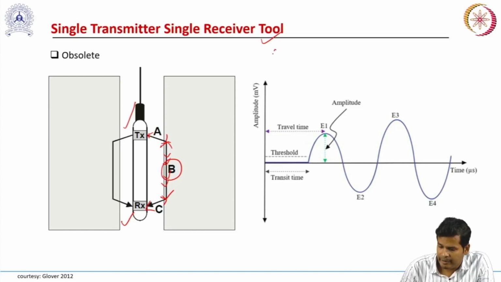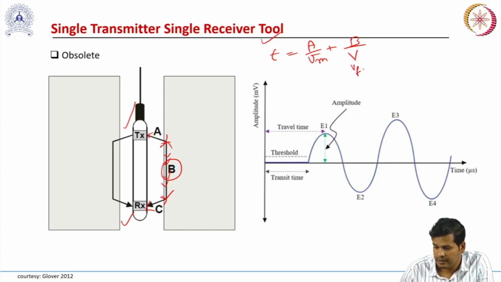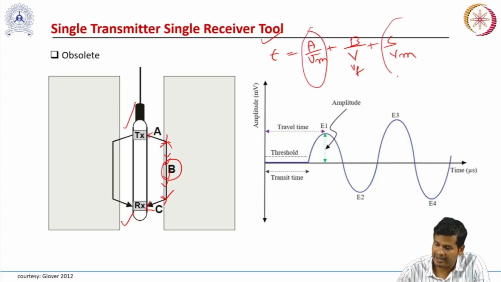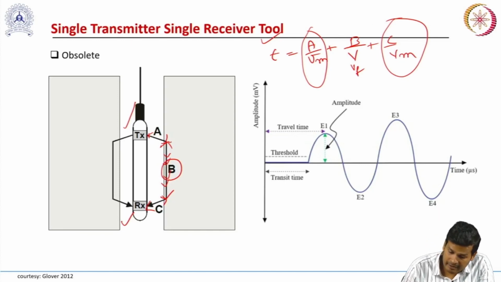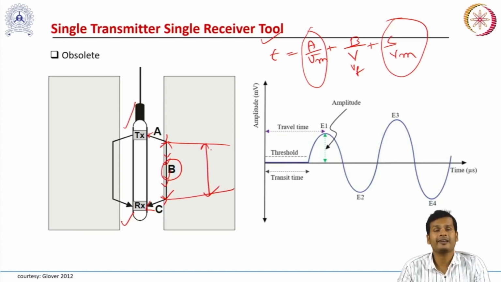So what would the total travel time be? A divided by Vm, that is the velocity of the sound wave inside the mud, plus B divided by Vf, that is the velocity of the sound wave inside our formation, plus C divided by Vm again. So here we do not have anything to eliminate the travel time inside the mud when we have only a single transmitter and single receiver. What are we interested in? We are interested in this P head wave travel time inside the formation. How much time is taken by this P head wave to travel distance B inside the formation?